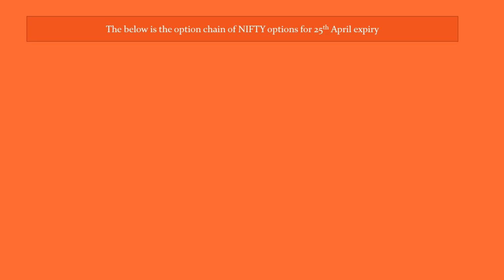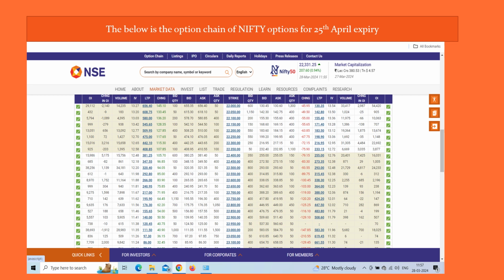Below is the option chain for Nifty options on 27th March for 25th April expiry of options. The implied volatilities across different strike prices are different. As could be seen from the chart, both call and put options have different implied volatilities for different strike prices. Out of the money and in the money options have generally higher implied volatilities than the at the money options.